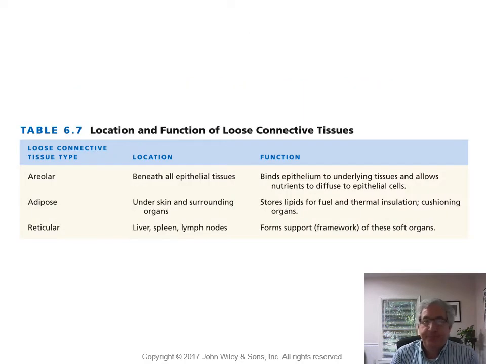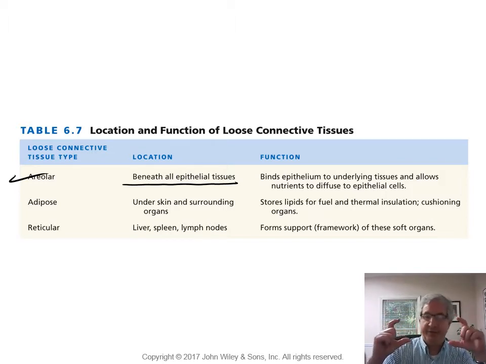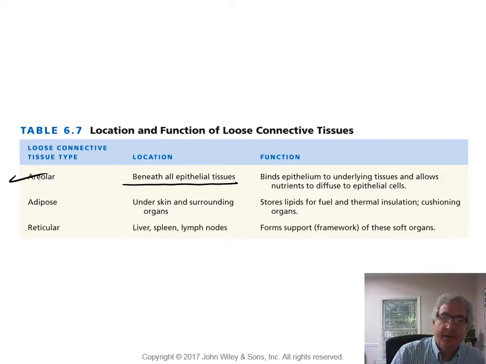Next slide. Okay, so where do you find loose connective tissues? Well, areolar is beneath all epithelial tissues, because you've got to have some way of getting nutrients to those epithelial tissues, because epithelial tissues are avascular. They have no blood vessels in them. So the areolar connective tissue has blood vessels in it, and that provides nutrients for the epithelial cells.